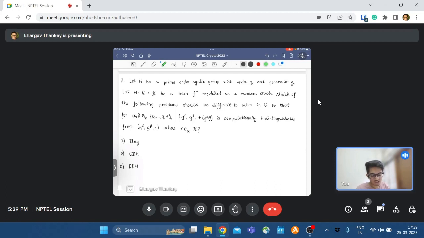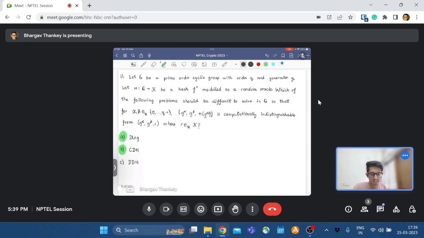So would you like to guess which problem should be difficult for these two to be indistinguishable? Or put another way, which of the above? All. Okay, so A and B are certainly true. Why C? Okay, so if this H weren't there, then you would be right. C would also be true.